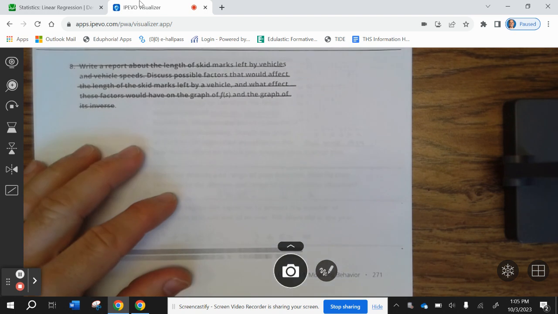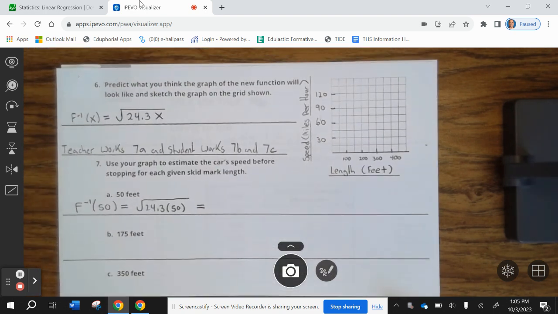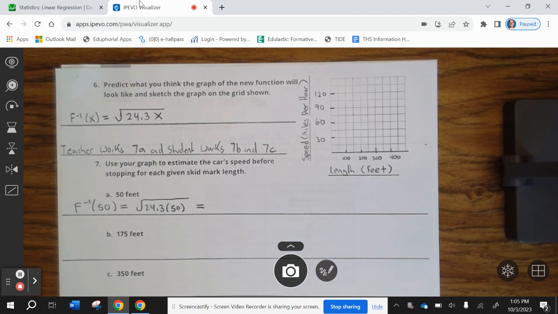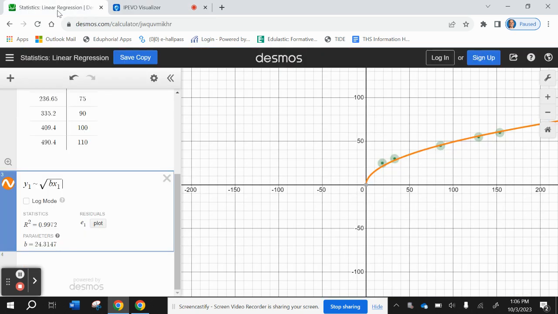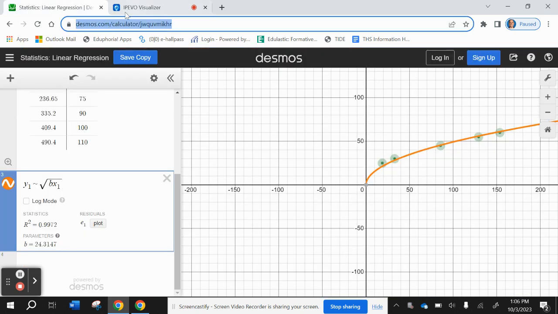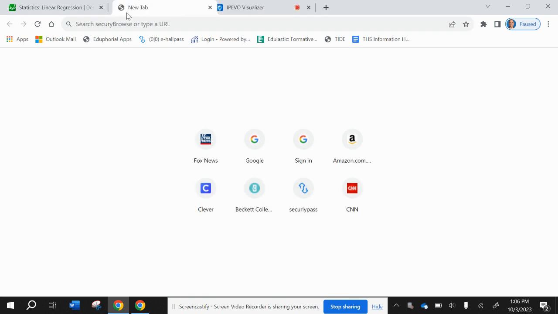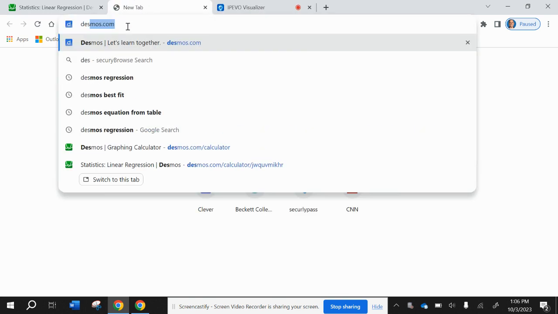All right. Predict what you think the graph of the new function will look like and sketch the graph on the grid shown. Okay. So we have our inverse is the square root of 24.3x, which we have our points. Well, actually, no, we need to get those points. We need to graph it. So let me just add another tab just in case we need to go back to that regression.